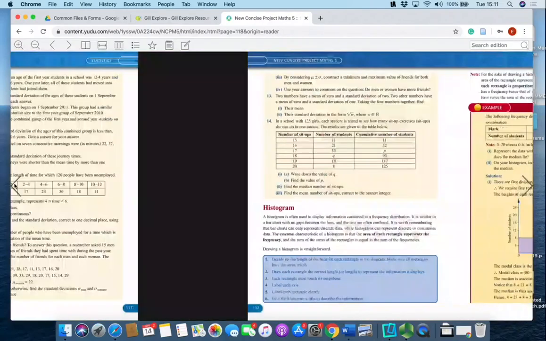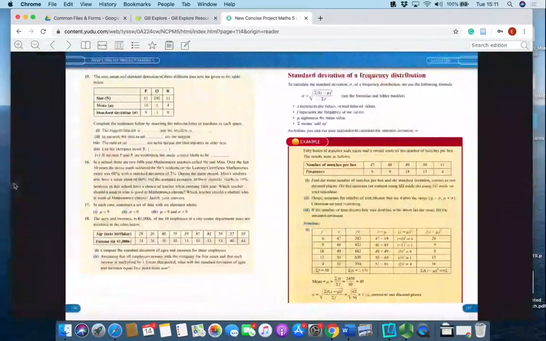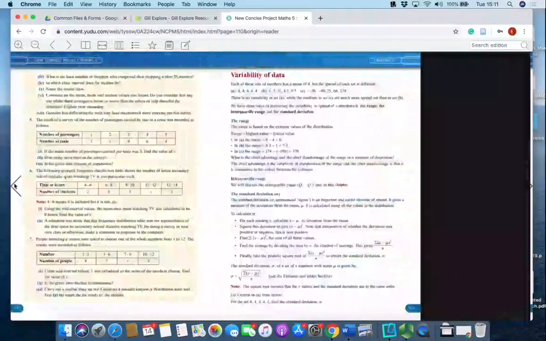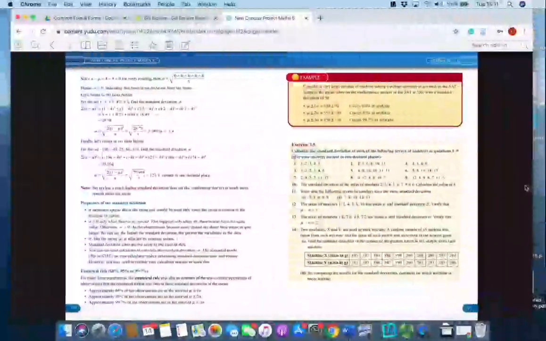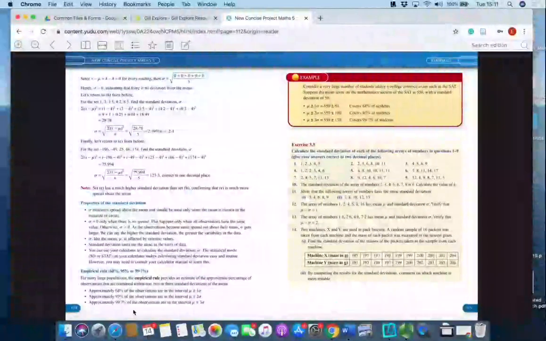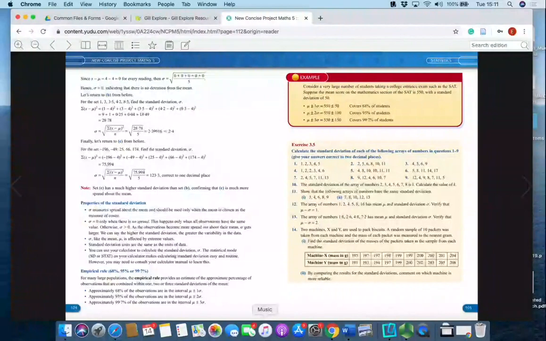Okay, I'm going to leave it at that. I did skip the empirical rule, and I'm going to come back to the empirical rule when I'm looking at normal distributions. Okay, thank you.